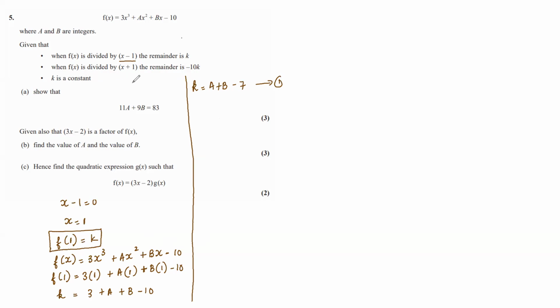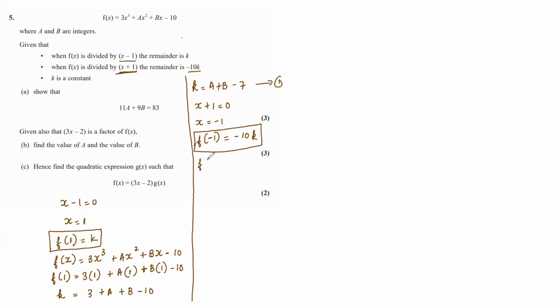When f of x is divided by x plus 1, the remainder is minus 10k. Now here, the divisor is given as x plus 1. X plus 1, you equate it to 0, you will get x is equal to minus 1. It's given that the remainder is minus 10k. So which means that f of minus 1 is equal to minus 10k. Let me put that in a box here.